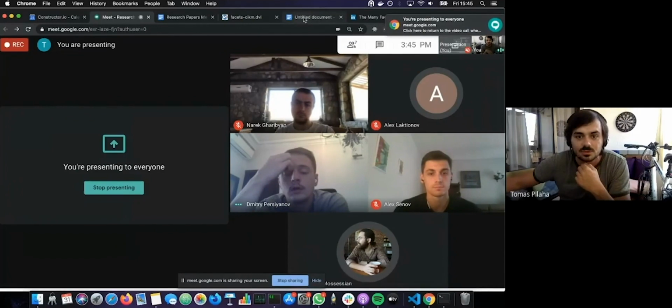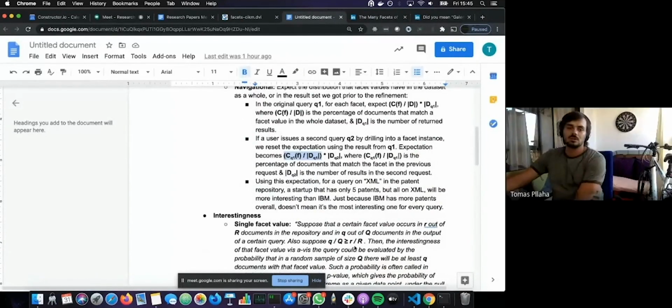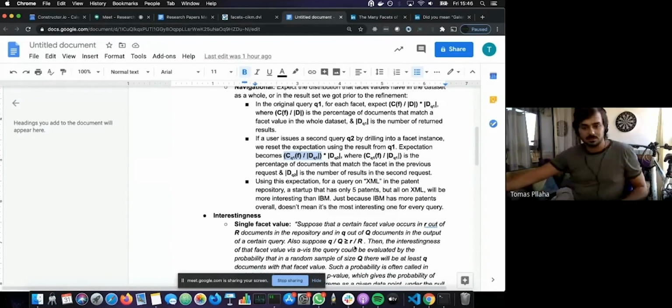Oh, I just realized that this second query is not like you type a different query, but you just select one facet. Yeah, exactly. It's just a subsequent facet selection. Cool.